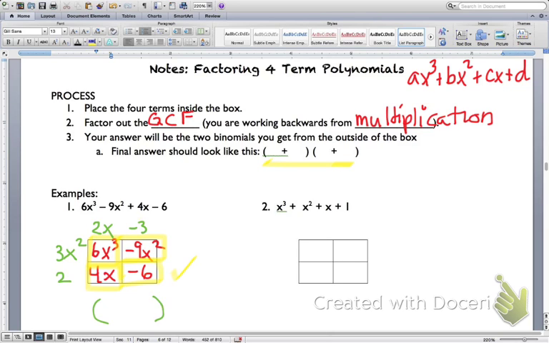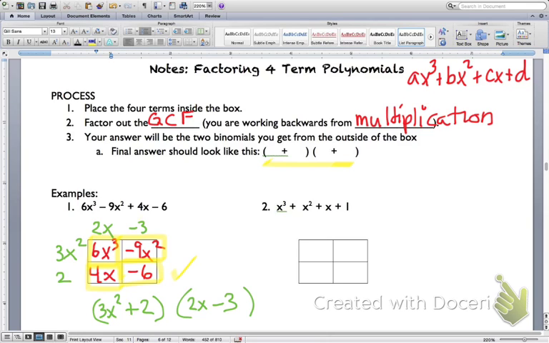It's the 2 terms that are outside. What multiplies to give me the inside, which is my 4-term polynomial? It was 3x squared plus 2 and 2x minus 3. This is my final answer. Let's go ahead and repeat the process for number 2.